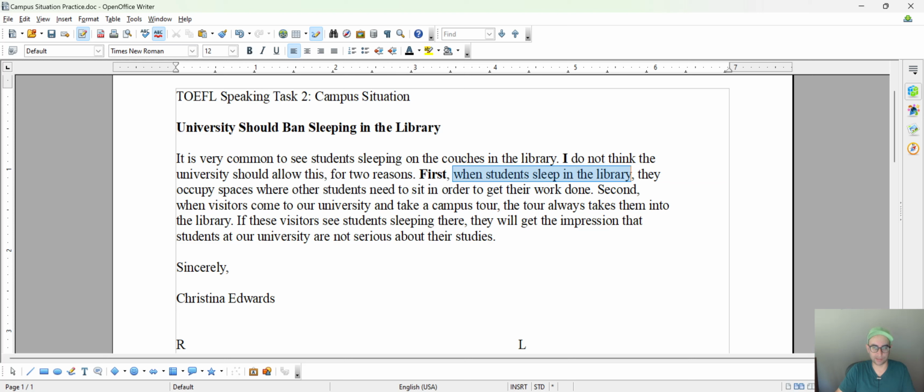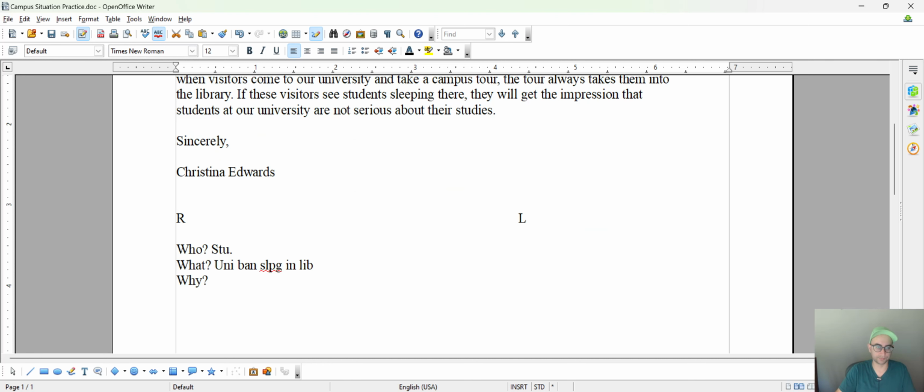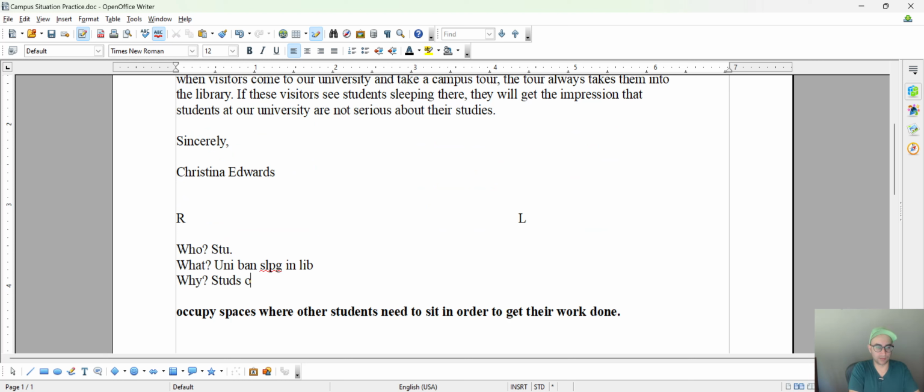When students sleep in the library, we could tell that this is about that. They, who's they? The students, clearly, occupy spaces where other students need to sit in order to get their work done. Okay, so here we're gonna put, like, students occupy spaces. You could do something like this if you want to be creative, where other students need to sit in order to get work done or something like that, okay?